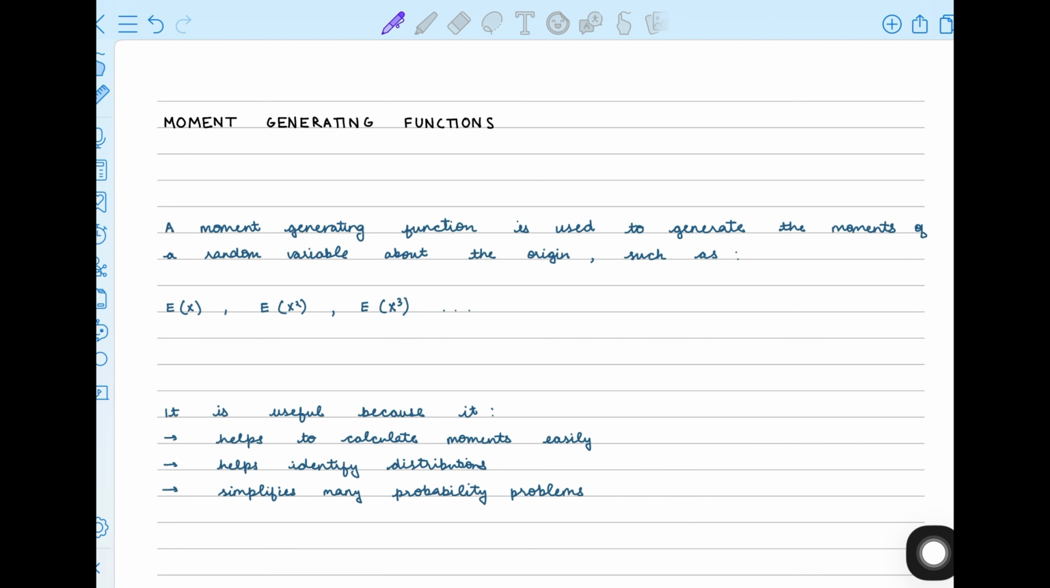A moment generating function is used to generate the moments of a random variable about the origin. Now, what exactly are moments? Moments are basically the expectation of different powers of a random variable. For example, the expectation of x, the expectation of x squared, etc. MGFs are extremely important in probability, statistics, and actuarial science. This is because they help to calculate the moments easily, they help in identifying the distribution, and they're also useful in simplifying many probability problems.